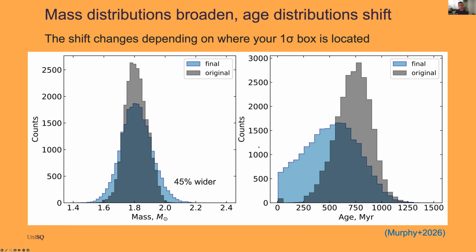So with these population synthesis models that we've calculated, we can see that the distribution in masses is 45% wider. This is a sort of before and after of the two populations. So 45% wider in mass, and the age distribution looks very different indeed. Not only is it much broader, but it can also shift quite substantially, in this case by a few hundred megayears. The exact shift depends on where your 1 sigma box is located. So whether it's near the ZAMS, near the TAMS, or whatever.